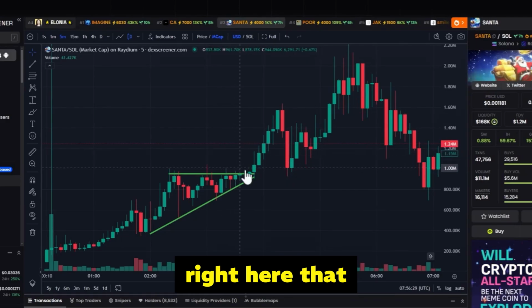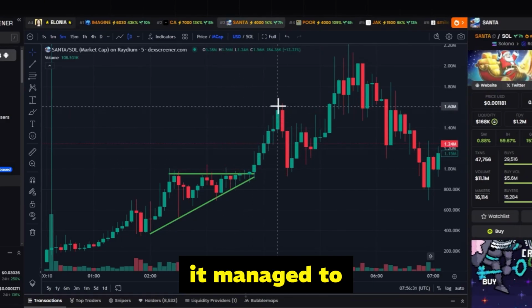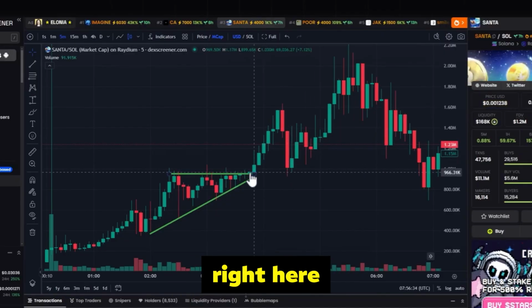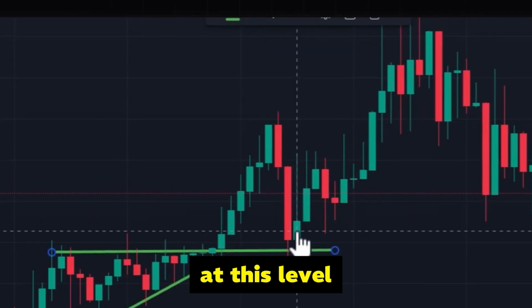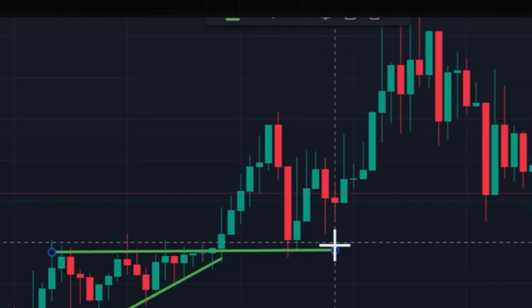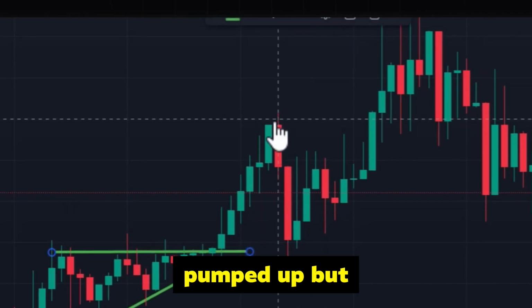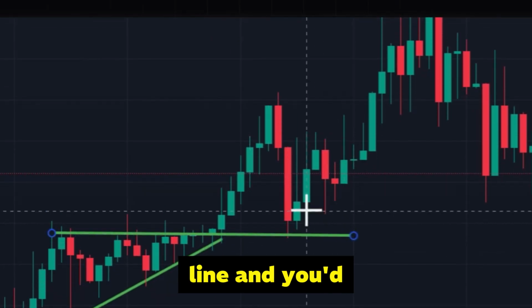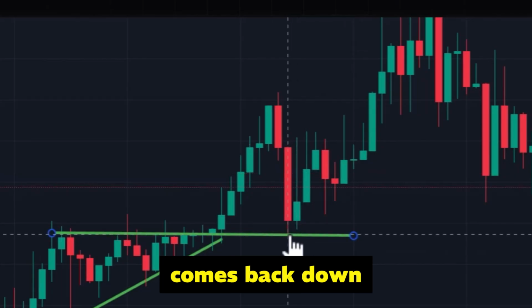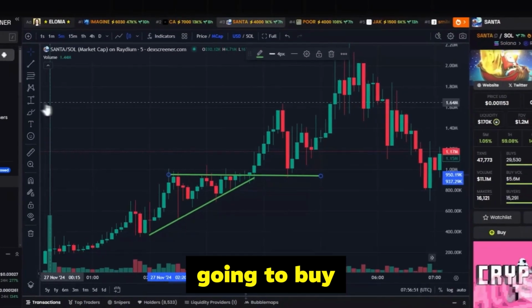Now, of course, you can see right here that when price went up, it managed to come all the way back down to this level right here, if I extend this green line. And of course, it got supported at this level. So some people might be looking at the price and they might be thinking, okay, price has just pumped up, but where do I get in? That's where, if you've watched this video, you'd extend the line and you'd see, okay, when price action comes back down to the 940 area, that's where I'm going to buy in.